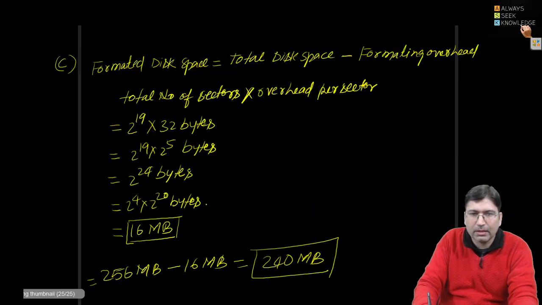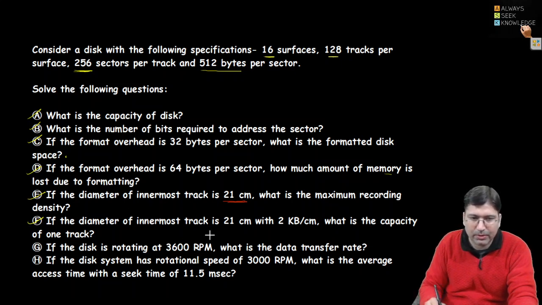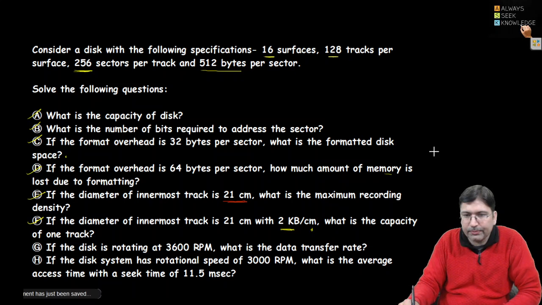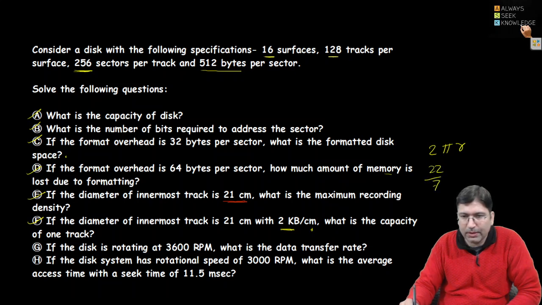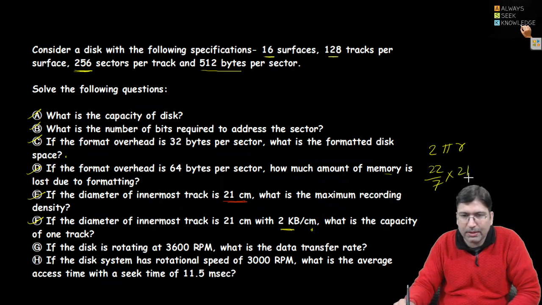Now let's look at the next part, that is F part. F part is the diameter of innermost track is 21 centimeter. If diameter is 21 centimeter with 2 kb per centimeter, what is the capacity of the track? So if per centimeter 2 kb is getting stored, then you need to find out the 2 pi r. So pi will give you 22 divided by 7 and 2 into r will give you d, and this d is already given. So the diameter is given as here 21 centimeter.